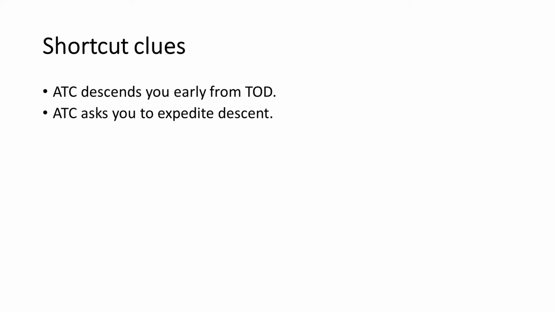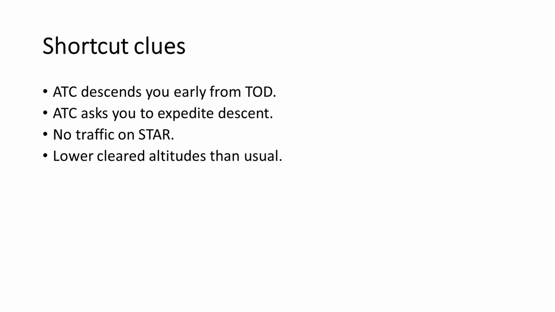So what clues can we expect if we expect a shortcut? Well, there's a number. One, for example, ATC descends you early from top of descent. That could be a clue, not necessarily, but it could be. The other one is ATC asks you to expedite descent. Again, that is not necessarily a clue that you get a shortcut, but it could be though. Definitely a clue is that there's no traffic or very little traffic on the STAR.